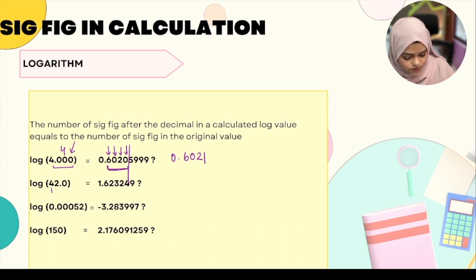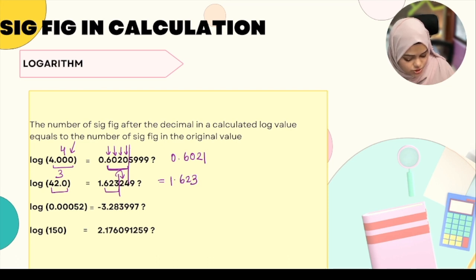Let's see another example. Here we have 3 significant figures. So we are supposed to have 3 significant figures after the decimal in the answer. That means we have that. We stop at the 3. After the 3 is a 2, which is less than 5. We keep it as it is, which is 1.623.